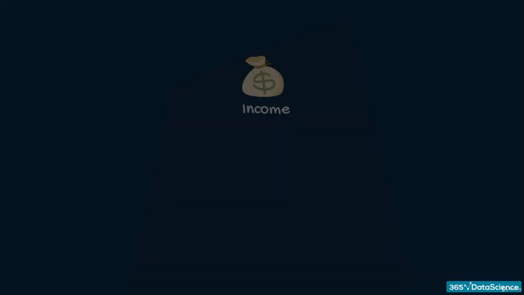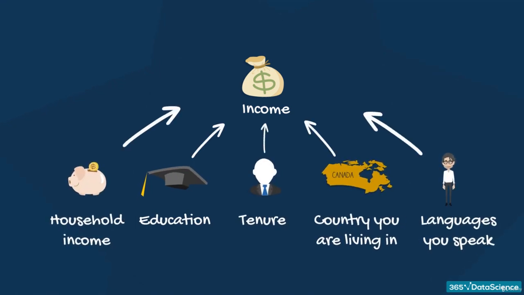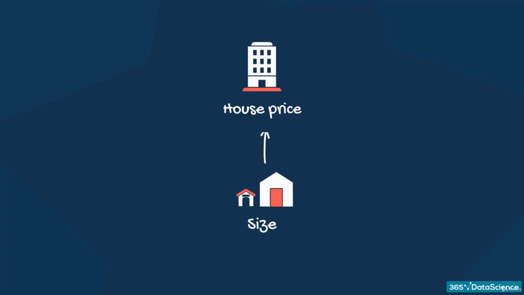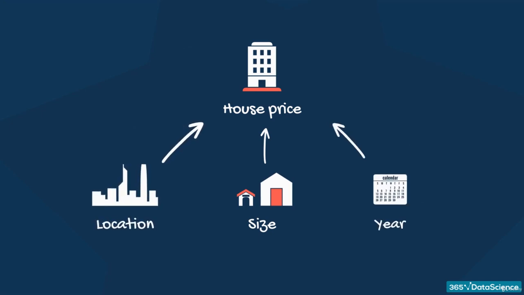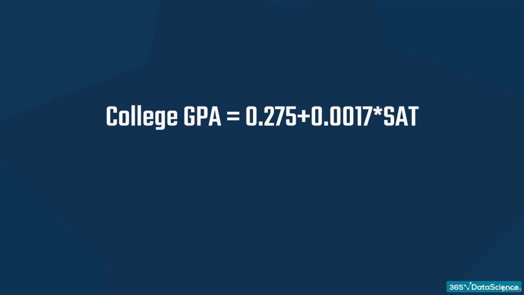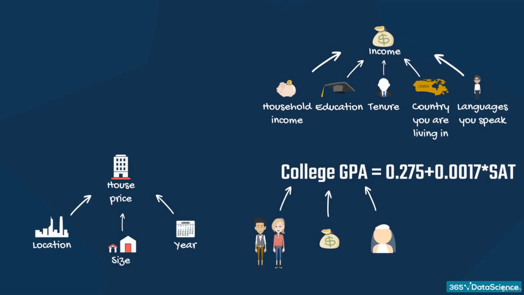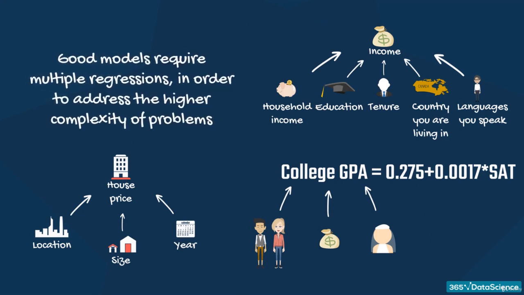We said that in real life, a person's income does not depend solely on education, but also on their experience, the time they have spent with their current employer, and so on. House prices do not depend solely on their size, but also on location and year of construction. College GPA cannot be predicted solely by a student's SAT score, but also by their high school GPA, income, gender, and so on. If we want to make good models, we need multiple regressions.